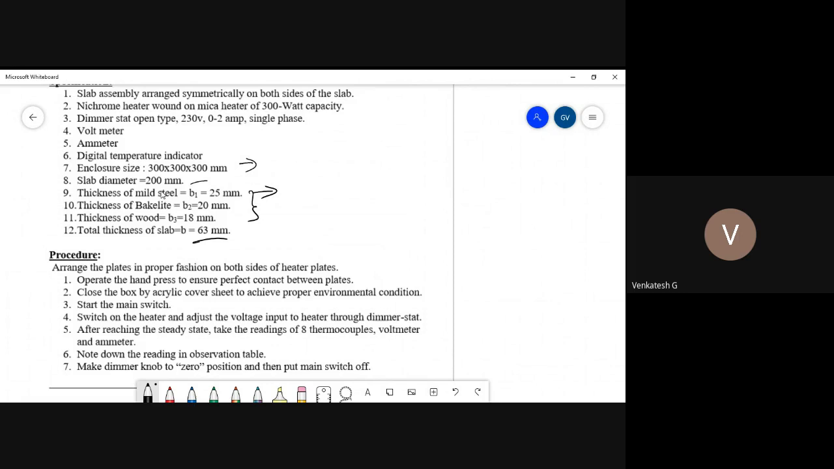So here you can take this as the total slab diameter. If you divide that, we are going to get the diameter for one disc. This is for a total of two discs. So for one disc, the diameter will be 100 mm.